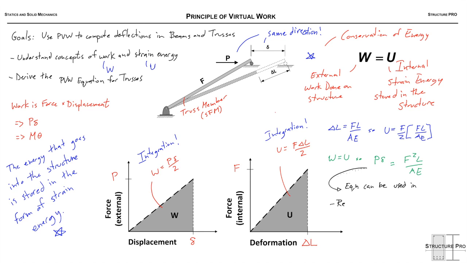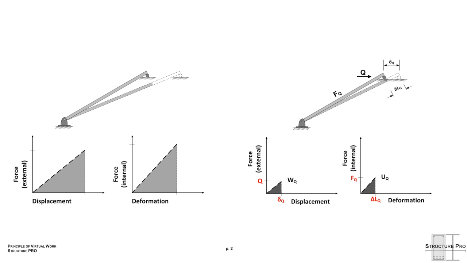And this equation is useful. It can be used in the real work method, and also it's used in Castigliano's theorem. So these are both energy methods that we can use to compute displacements, but neither of them are really as good as the virtual work method. And that's why we're learning this. It's very powerful.